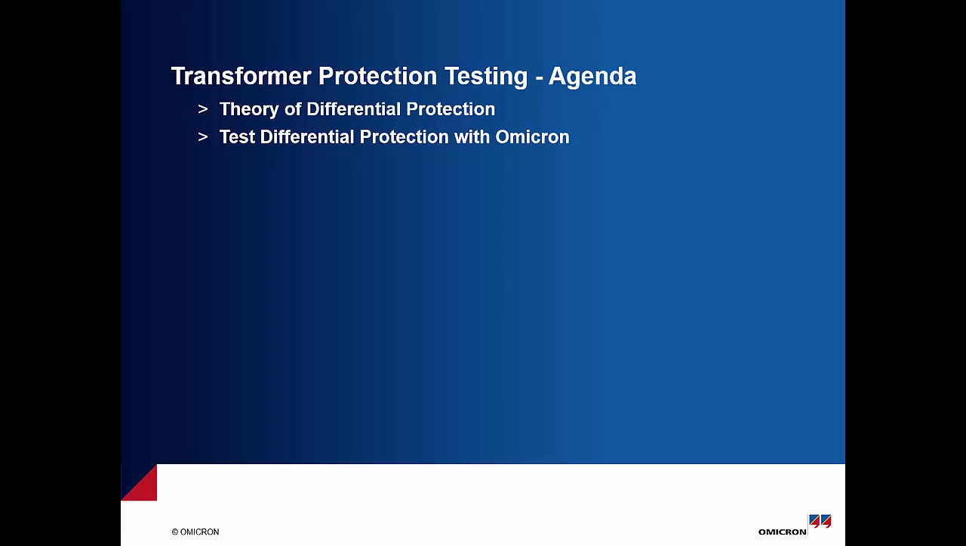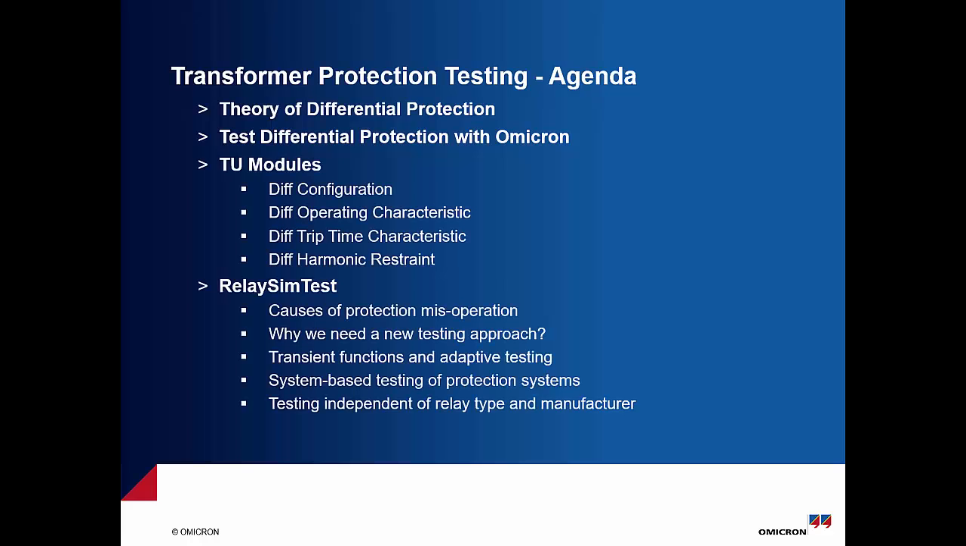Then we will follow with testing differential protection with the OMICRON solution, and the OMICRON solution provides two types of testing: system-based testing and protection parameter setting based testing. Parameter setting based testing, or setting-based testing, is the conventional method, and it is likely to check and verify the relay setting. And the second approach is called system-based testing, and in OMICRON we call it relay synthesis software.